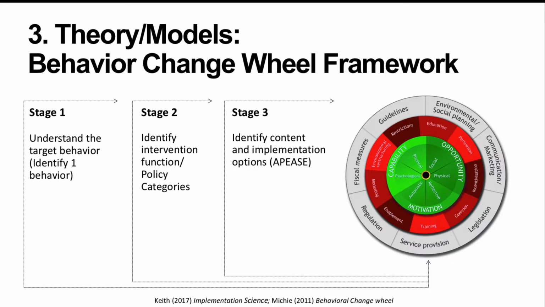The next step is then to, again, map intervention functions, policy categories, and behavioral change techniques to those constructs before identifying content and implementation outcomes, all using, again, the APPEASE criteria to find the most feasible implementation strategies to improve the uptake of your program, here collaborative care.